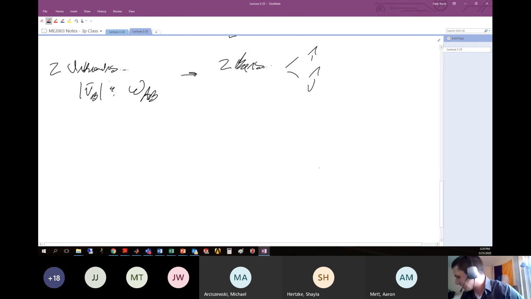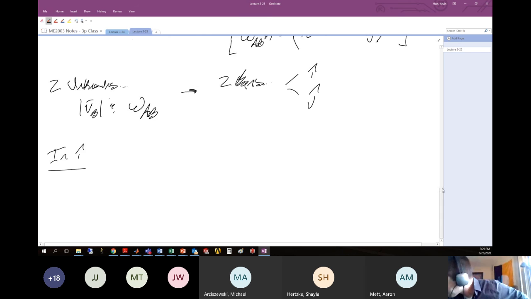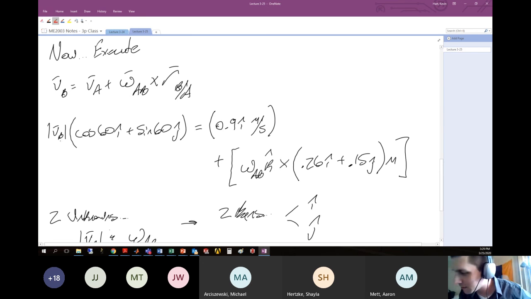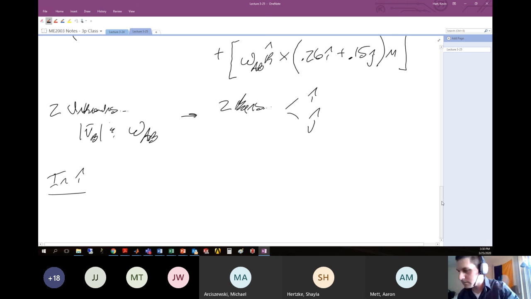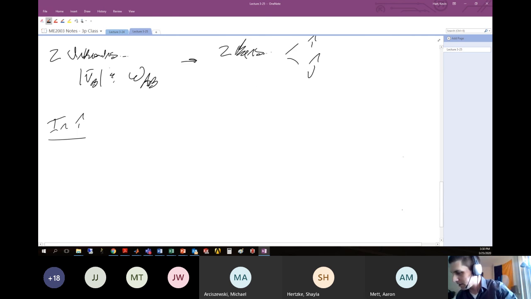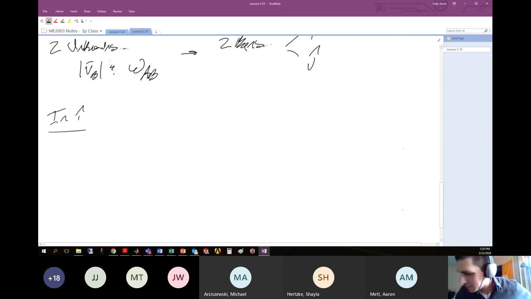All right, so let's start in I hat. So we're just going to look at the I hat components here. So that's basically this guy here and this guy here and the I component resulting from this cross product. Okay, so let's write those particular pieces. All right. So that is the magnitude of the velocity of B cosine 60 degrees I hat, equal to 0.9 meters per second.